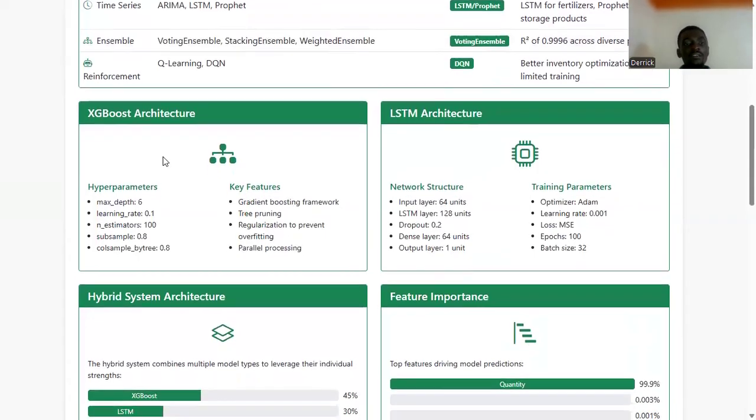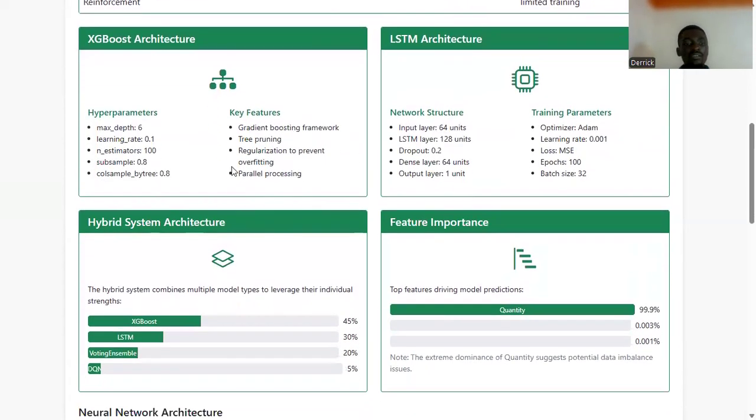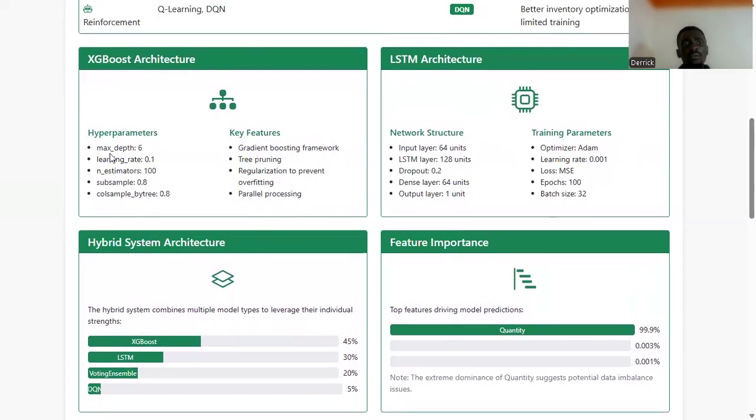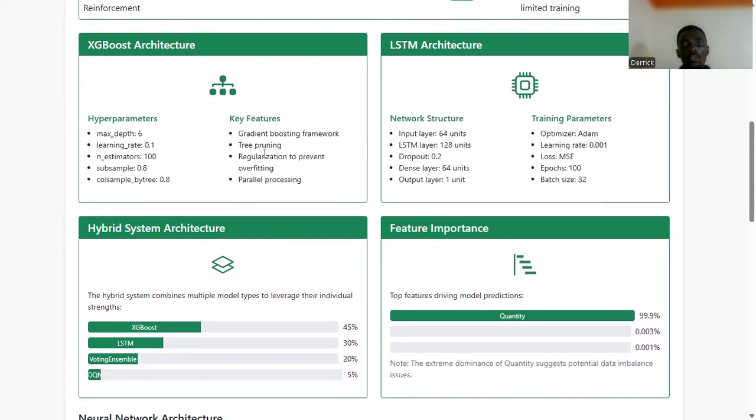And the XGBoost architecture. These are the various architectures of these systems, and they have the hyperparameters and the key features. The key features of the XGBoost gradient boosting framework are tree pruning, regularization to prevent overfitting, and parallel processing. And the LSTM: its optimizer is Adam, the learning rate was around 0.01 with a loss of MSE, there were 100 epochs, and a batch size of 32. So this is its network structure.